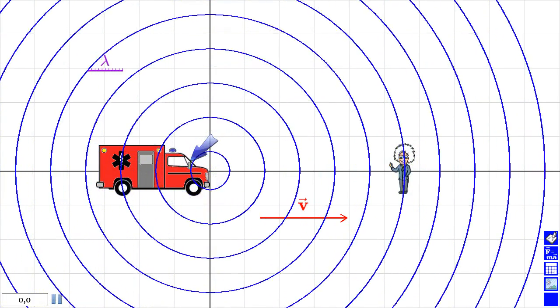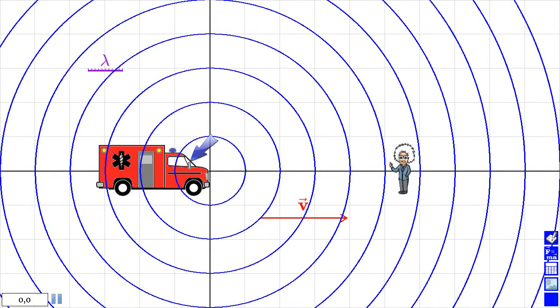Now, if our observer was walking away from the ambulance, his motion isn't going to affect the distance between the compressions. It's not going to change the wavelength. However, it will affect the period. If the observer is moving away from the waves, it's going to take longer for the compressions to catch up to him. Let me give the observer a ridiculous speed like 0.9 of the speed of the waves.